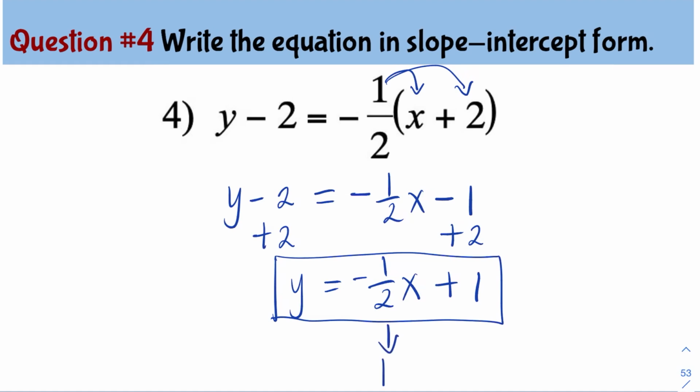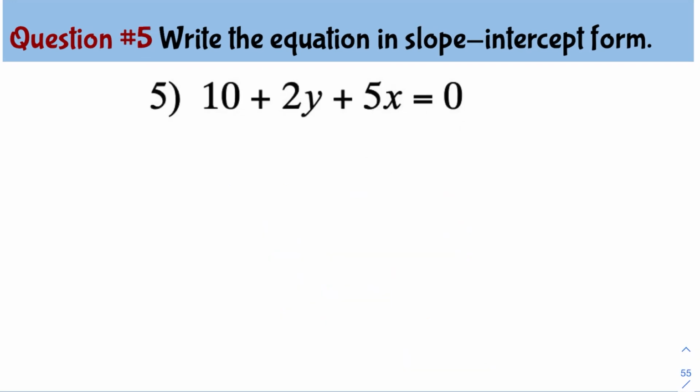The slope is negative 1/2 and the y-intercept is positive 1. Question number 5. 10 plus 2y plus 5x is equal to 0. Again, the main objective here is to isolate the y on the left side. So if I leave the 2y on the left side, then this means that 10 and 5x will go to the right side. And if we move 5x to the right side, that turns now to negative 5x.